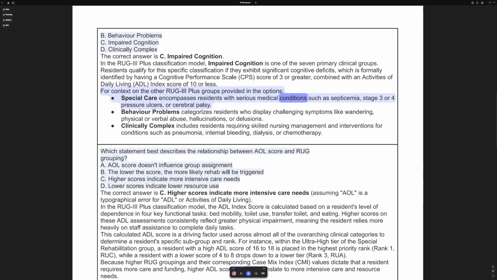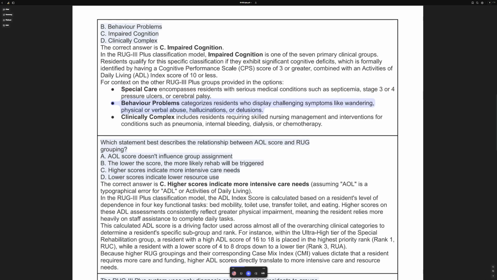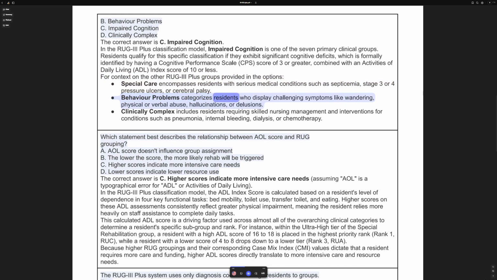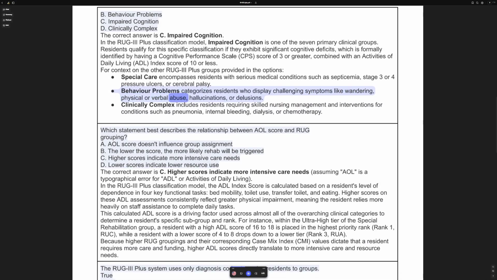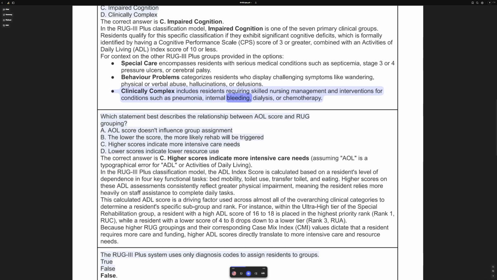serious medical conditions such as septicemia, stage 3 or 4 pressure ulcers, or cerebral palsy. Behavior problems categorizes residents who display challenging symptoms like wandering, physical or verbal abuse, hallucinations, or delusions. Clinically complex includes residents requiring skilled nursing management and interventions for conditions such as pneumonia, internal bleeding, dialysis, or chemotherapy.